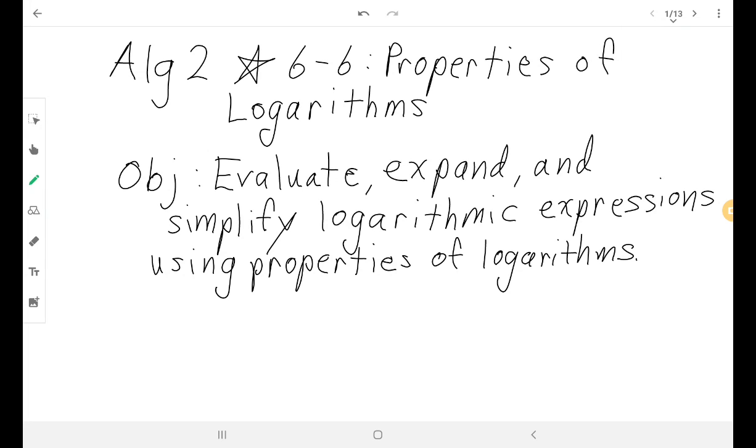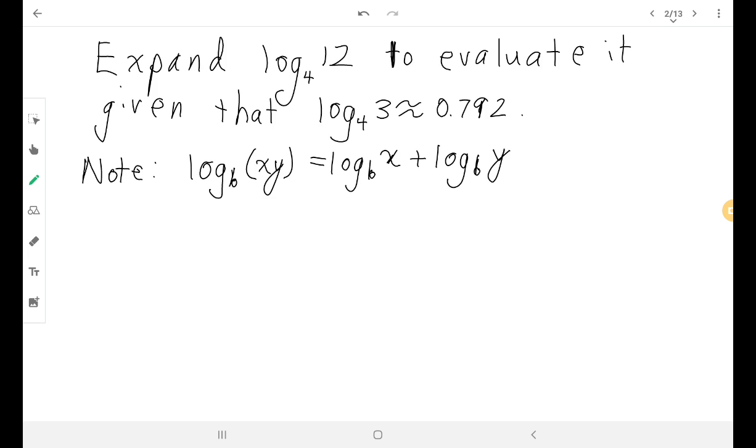Today, we're going to look at the Algebra 2 Edgenuity Section 6.6, Properties of Logarithms. The objective for this section is to evaluate, expand, and simplify logarithmic expressions using properties of logarithms. So we are going to talk a lot about the properties of logarithms today. Let's look at our first problem.